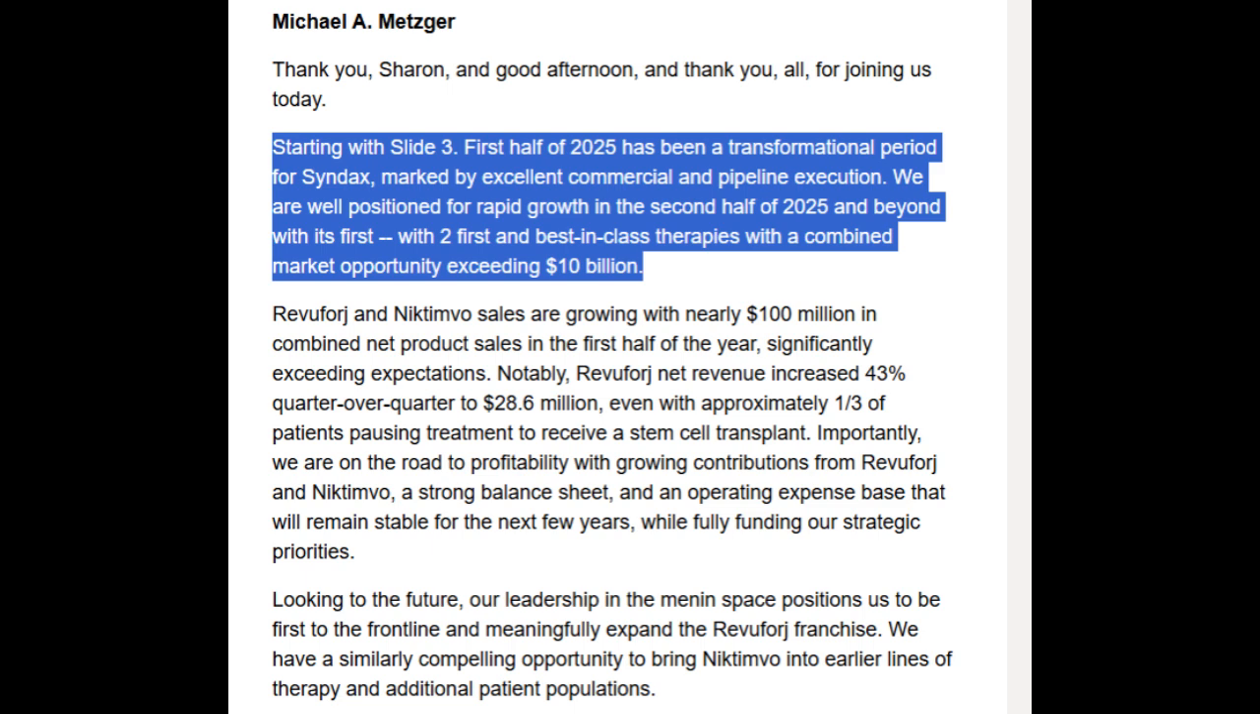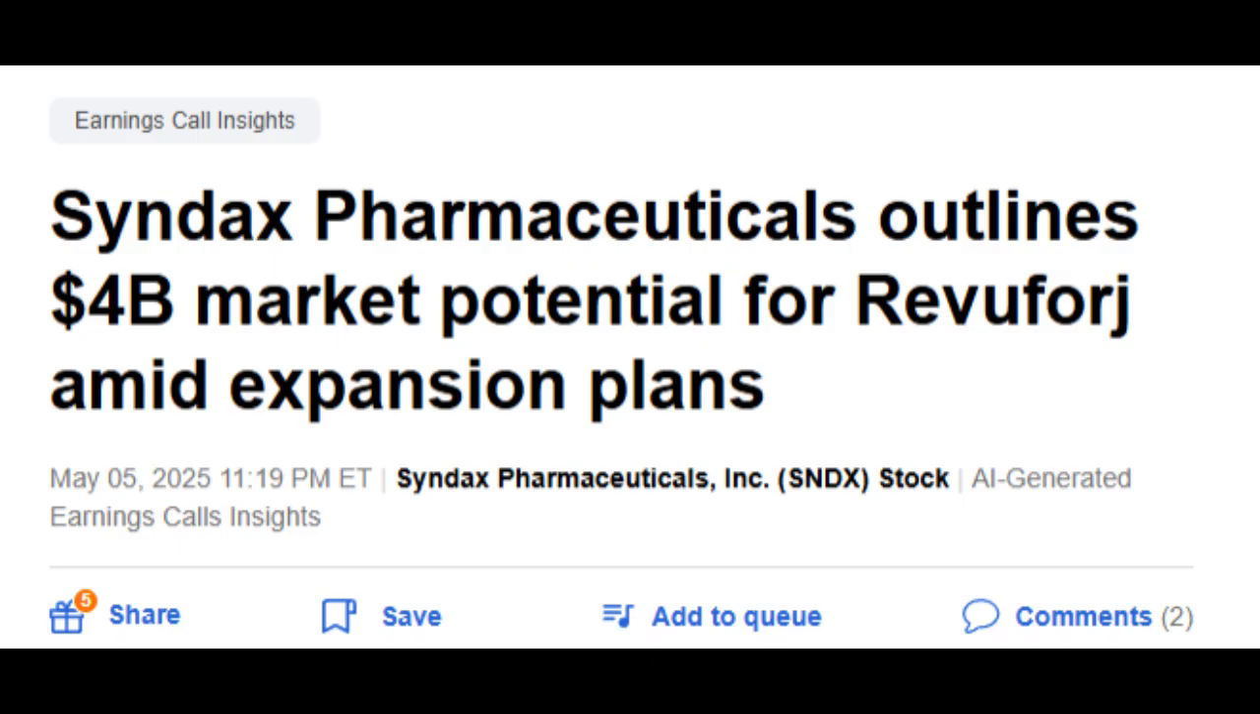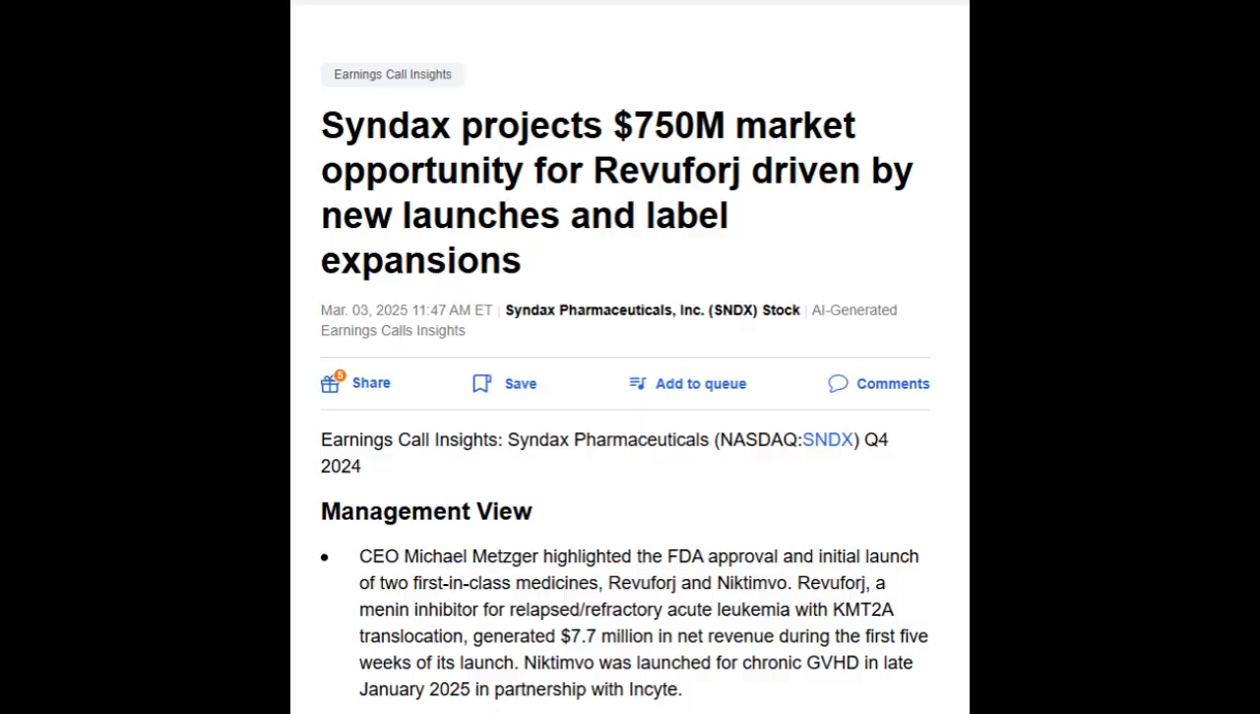Now, it's really important that even just that opening paragraph actually speaks miles about how big the opportunity actually is. Because as recently as May of this year, they said it was a $4 billion opportunity. And if you go back to the beginning of the year, Syndax said that it was a $750 million opportunity for their lead asset. This is the one that they own completely. This is the more important one, Revuforj.